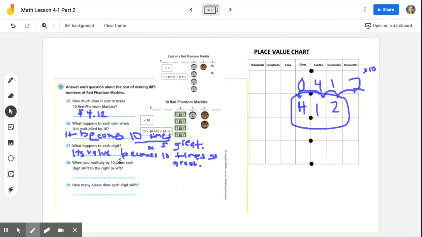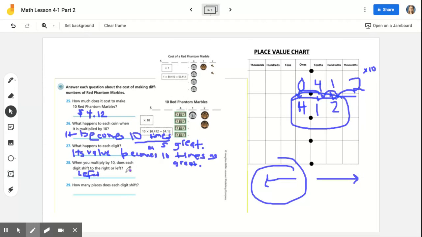Okay, number 28. When you multiply by 10, does each digit shift to the right or to the left? This is to the right. This is to the left. Did the 4 go this direction, right, or to the left? It went to the left. It went this way, 1 over. Same with the 1. It went to the left one time. The 2 went this way, 1 time over. So it is the left. When we multiply by 10, the digits go to the left.